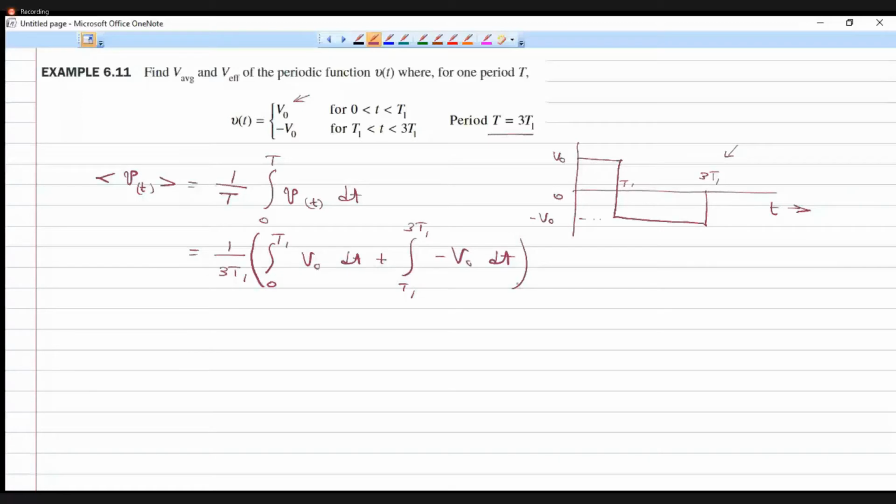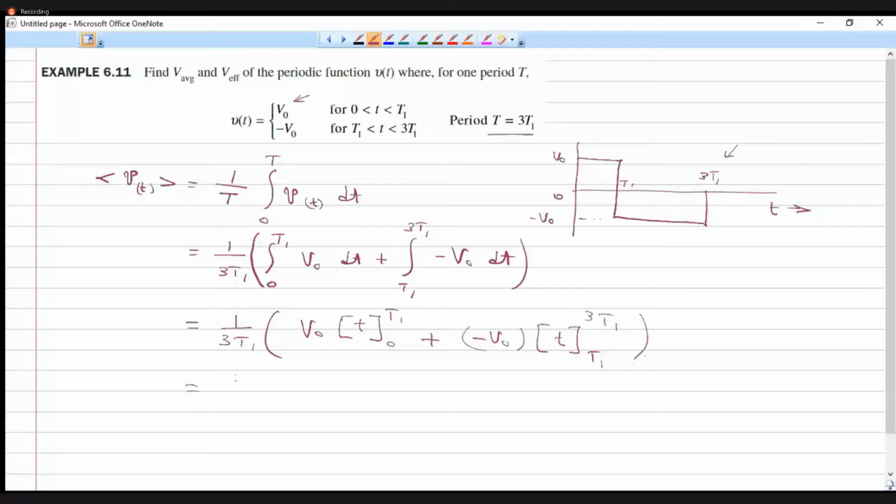Did you try this? Are you getting any answer for this? What is the integral of V naught dt? V naught is a constant, right? So you can take it out and integrate with respect to dt. The integral of dt is t for the limit 0 to T1. And here also you can take out V naught and apply the limits for the integral of dt, which is nothing but t, with the limit from T1 to 3T1.